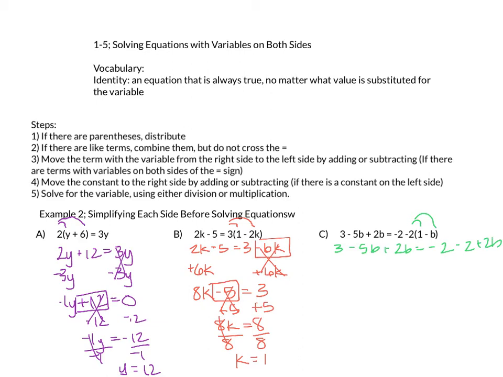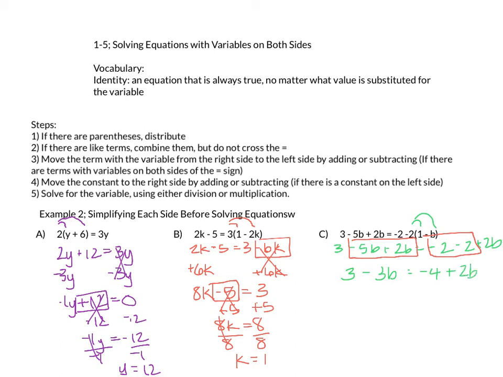The next step says to combine like terms. On the left side, we have negative 5b plus 2b, so we can combine those. On the right side, we have negative 2 minus 2, so we can combine those, okay? So we get 3, and then negative 5 plus 2 is negative 3, and that's a negative 3b equals negative 2 minus 2 is negative 4 plus 2b.